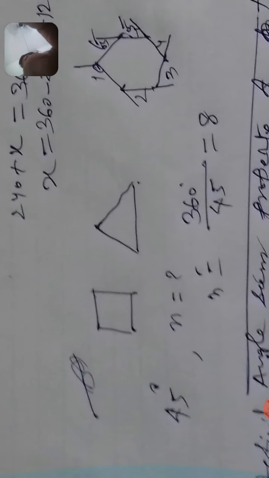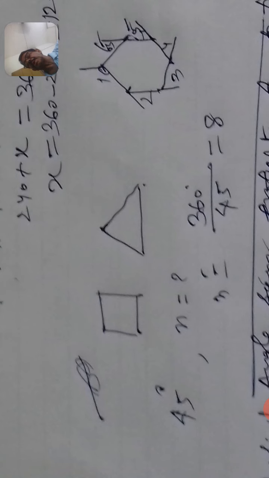Suppose one exterior angle is 45 degrees, then to find the number of sides of the polygon we divide 360 by 45 degrees and get 8, that is, the polygon is an octagon. Similarly, if a polygon has 6 sides, each exterior angle is 360 by 6, which is equal to 60 degrees.